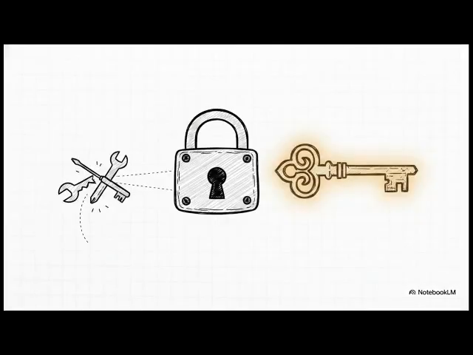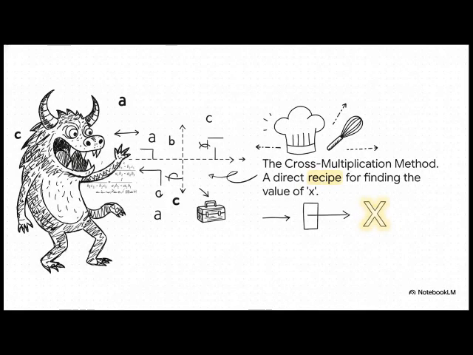To crack a puzzle this complex, our basic tools might not be enough. We need something a bit more powerful. What we need is a master key. And here it is, the master key. It's called the cross multiplication method.